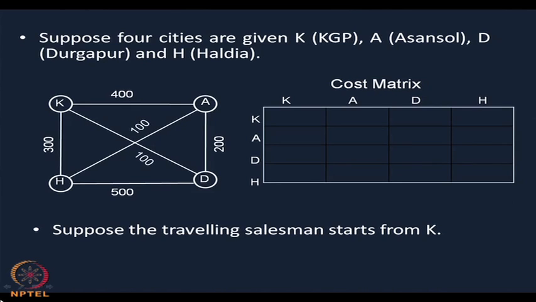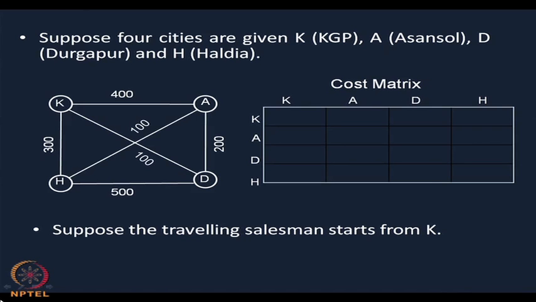You see this particular diagram, you have 4 cities: K means KGP, A is Asansol, D is Durgapur, and H is Haldia. On the figure, you can see there are routes from K to A and the associated cost is 400. Similarly, from K to H you can move, the associated cost is 300, like this.